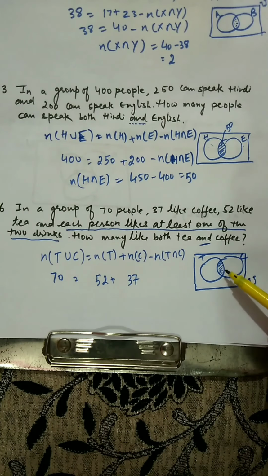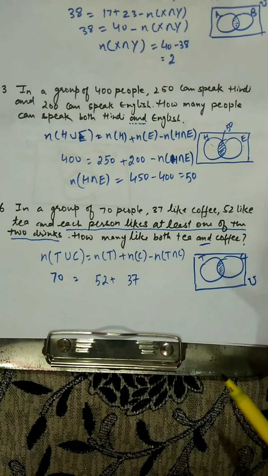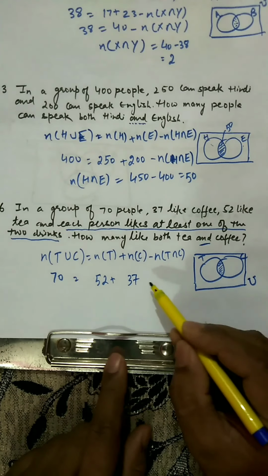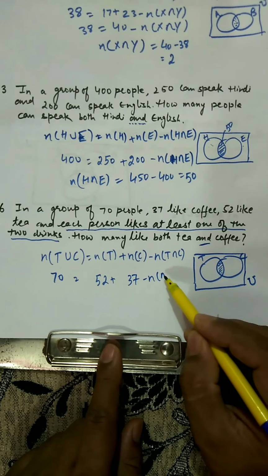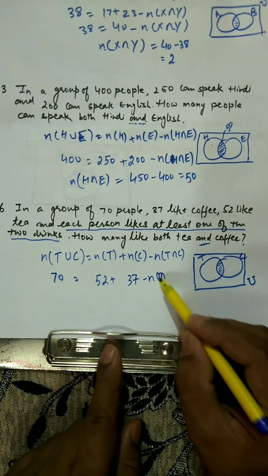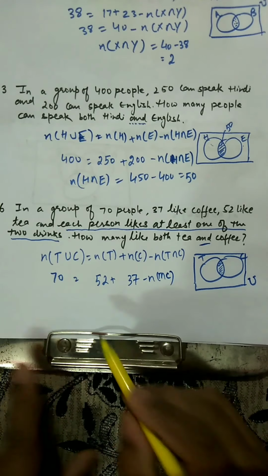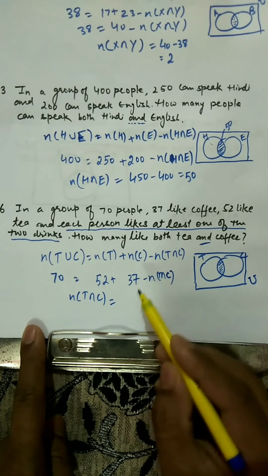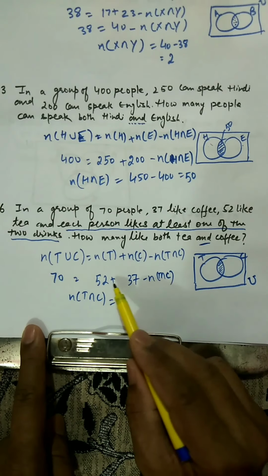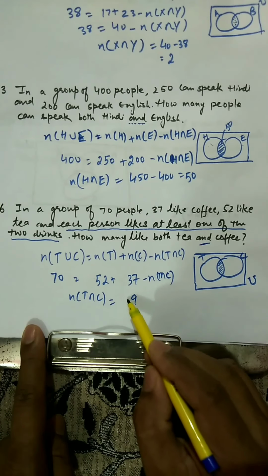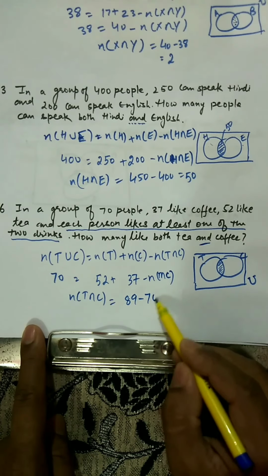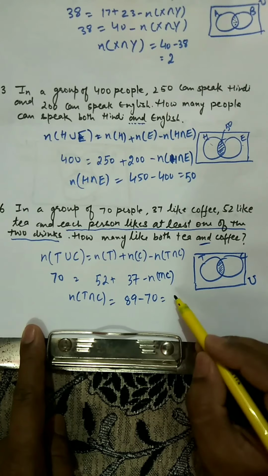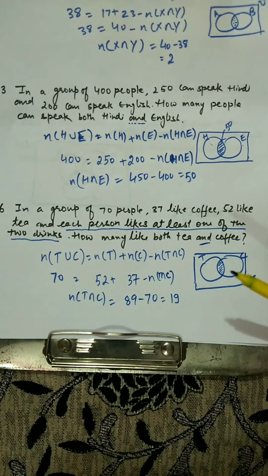They're asking the number of people who like tea as well as coffee. So this area can be calculated. This is T intersection C. So T intersection C will be 79 plus 30 minus 70. So your difference is 19. So it means 19 people are there in this common area.